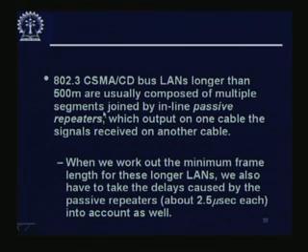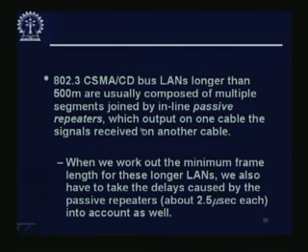As I said, as a signal travels down a transmission line, it will become weaker, so you will have to put a repeater. One kind of repeater may be called a hub. Hub may be a repeater. We will come to that later. So, we have inline passive repeaters which output on one cable the signals received on another cable, or we may simply have an amplifier over there.